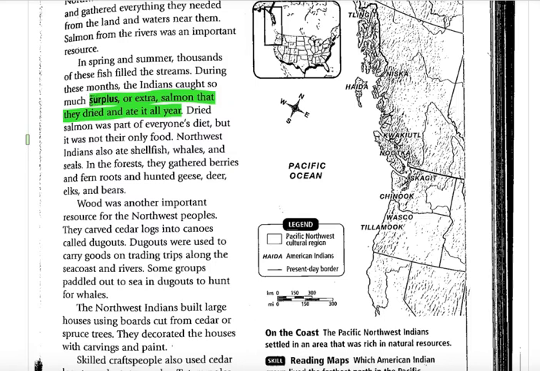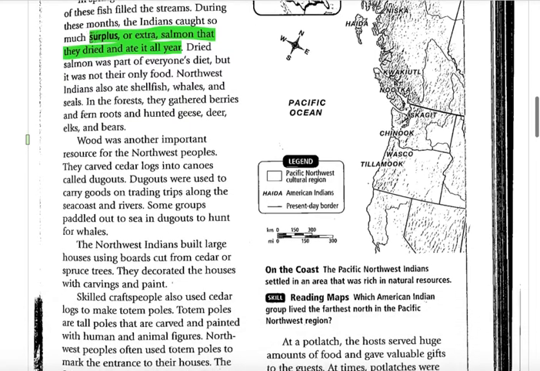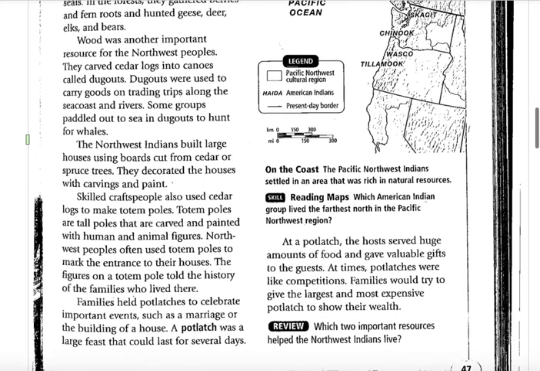Northwest Indians also ate shellfish, whales, and seals. In the forest, they gathered berries and fern roots and hunted geese, deer, elks, and bears. Wood was another important resource for the Northwest people. They carved cedar logs into canoes called dugouts. Dugouts were used to carry goods on trading trips along the seacoast and rivers. Some groups paddled out to sea in dugouts to hunt for whales.